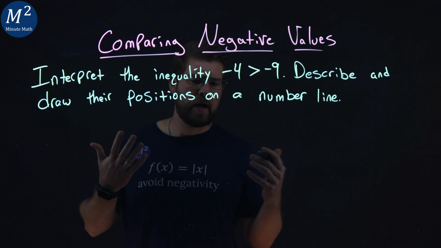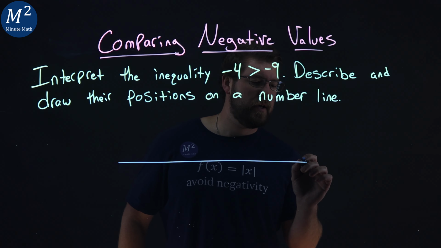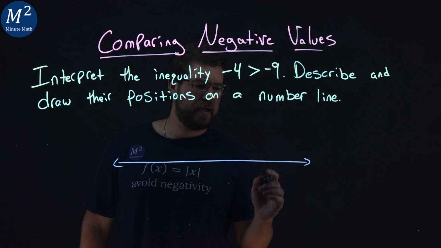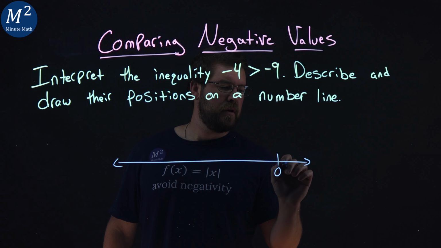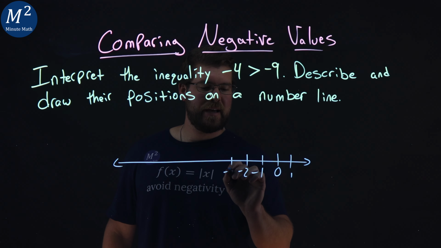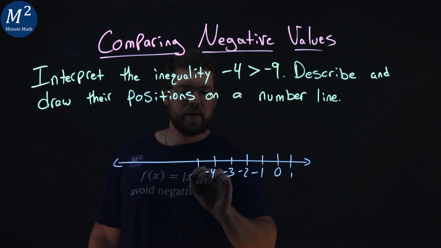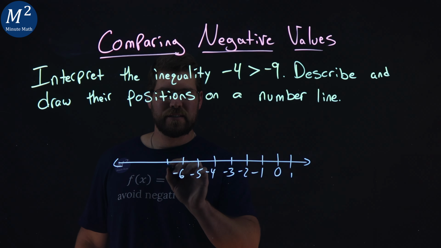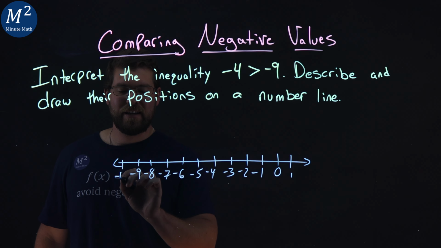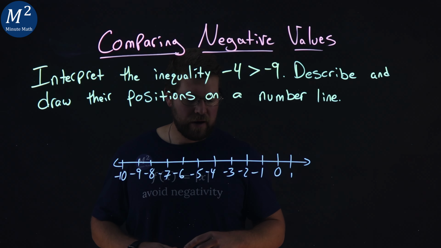Let's get a number line here for us. We have a number line right here. We want to make sure we have -4 and -9 in it. So let's put 0 here, 1. Let's go negative: -1, -2, -3, -4, -5, -6, -7, -8, -9, and -10 right there.